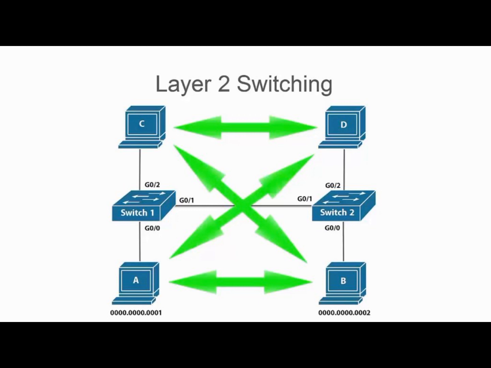Layer 2 switching is a process within computer networking where data is forwarded at the data link layer, which is layer 2 of the OSI. Layer 2 switching is responsible for transferring data between adjacent network nodes in a wide area network or between nodes on the same local area network.